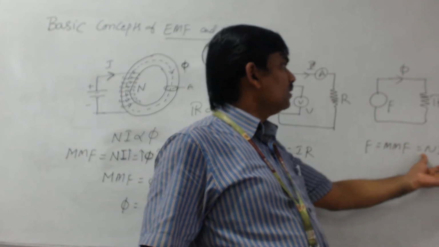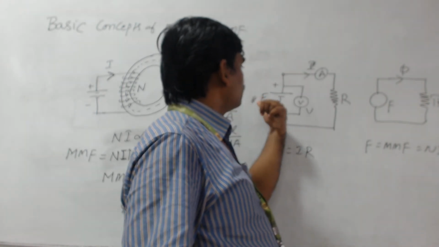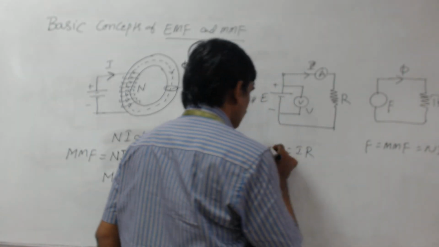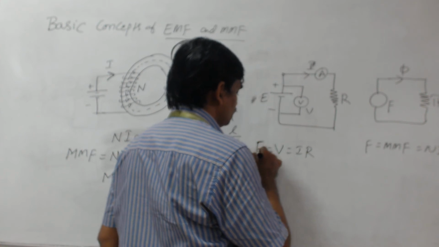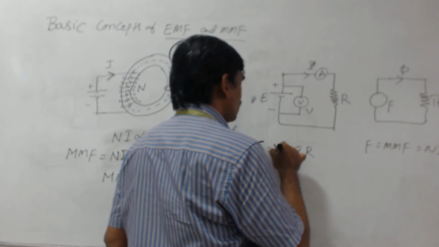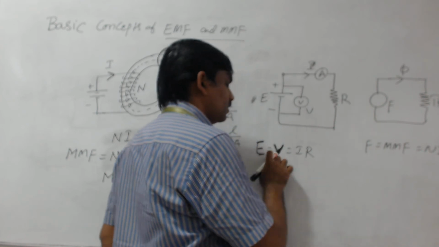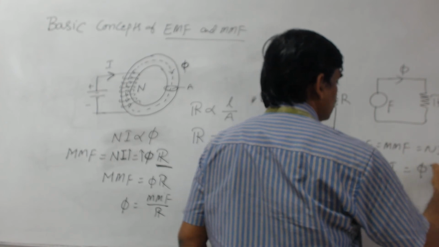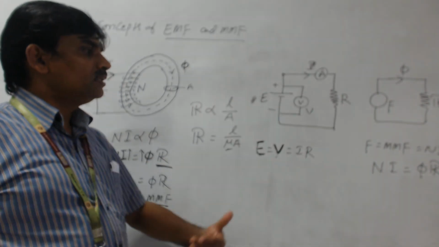So Ni always sets up the magnetic flux phi, but in the electrical circuit the current is set up by the driving force, the EMF. This is the difference. V is equal to IR, or otherwise simply called E. Sometimes the energy source is called capital E, induced EMF, or simply the source. But the measuring component is the voltage, that is the potential, so that's why it is also represented as V. Like that, here Ni is equal to flux into reluctance. This is the difference between the two.